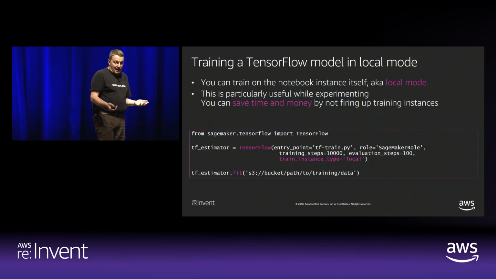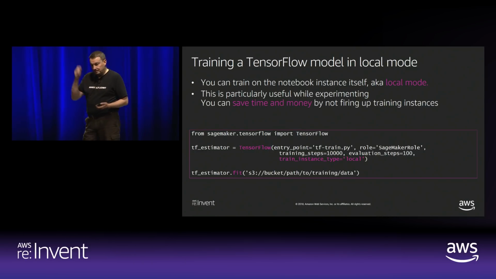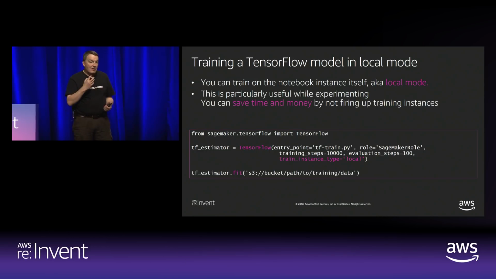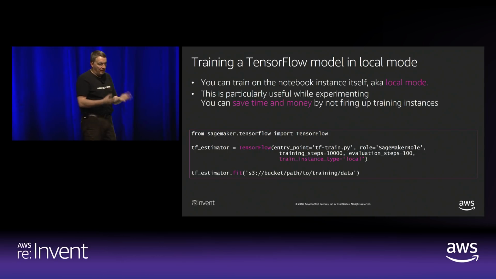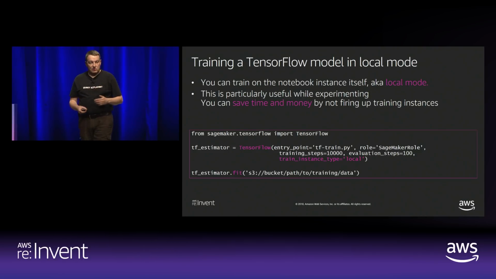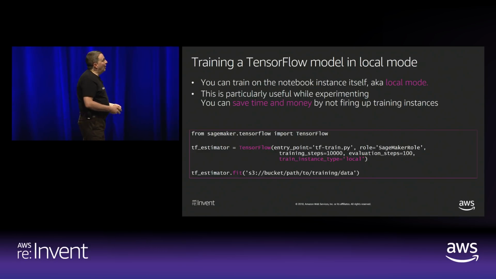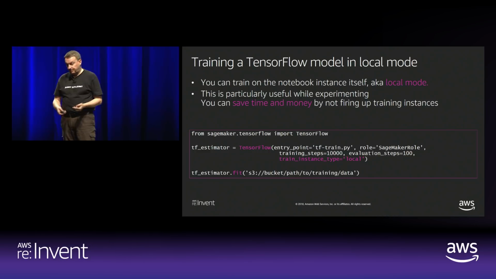The next thing you could try actually is not train on an EC2 instance at all. You can use local mode, which basically will train on the notebook instance itself. The notebook instance itself is fully managed, but maybe you're experimenting, maybe you want to go fast, iterate fast enough, and you don't want to fire up training clusters. So you can use local mode and just save time and money by not firing up the training instances. All it takes is to use that special instance type called local, and you can train on your notebook instance. Very, very useful for experimentation.